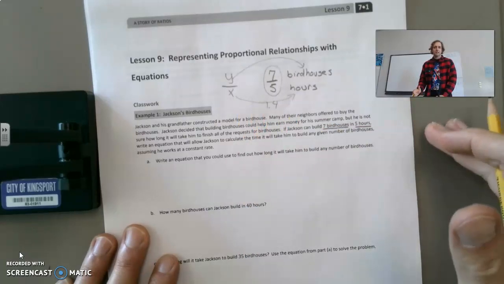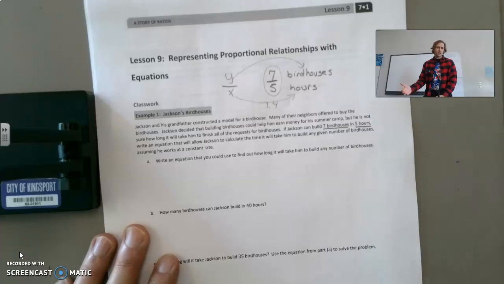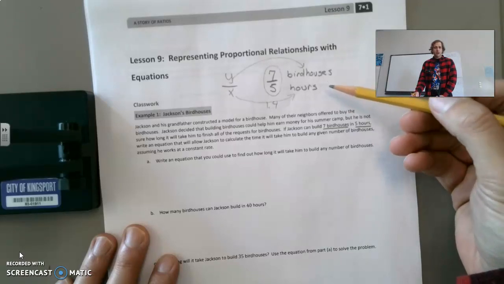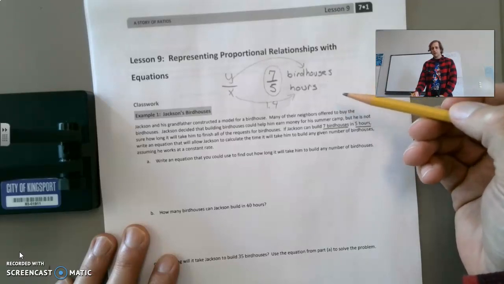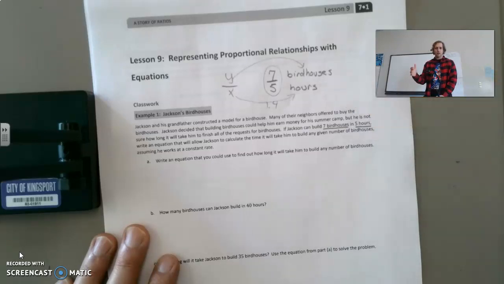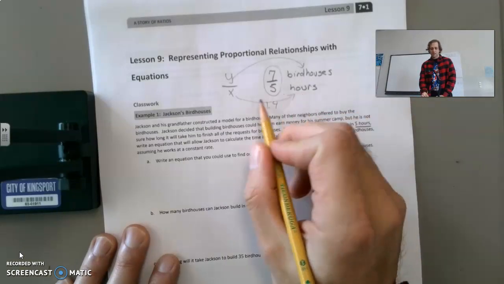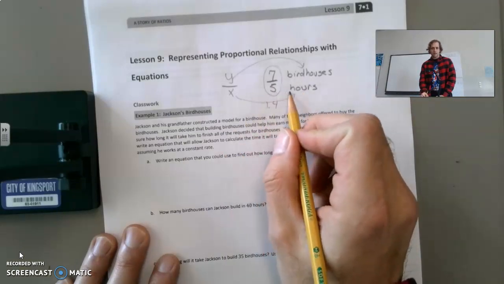Typically, I like to choose time as my x variable, and there are a lot of reasons for that, but I will just say generally, time is independent. Time doesn't depend on anything else, and when we talk about independent and dependent variables in this unit, the independent variable is always going to be your x value. The amount of birdhouses, in my opinion, depends on how much time I spend building birdhouses. Time never depends on how many birdhouses are built, right? So from that thought process, I'm going to say that the hours need to be my x variable, and that's why I have it on the bottom, in my denominator.